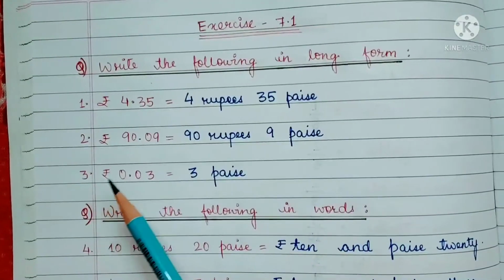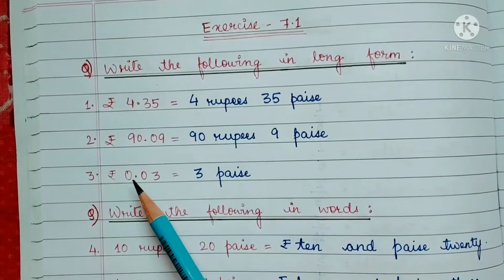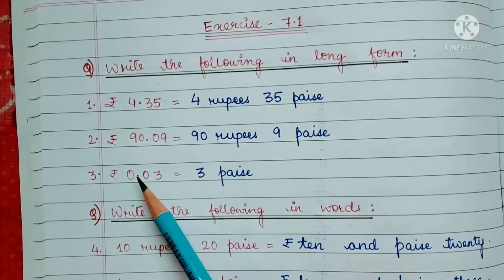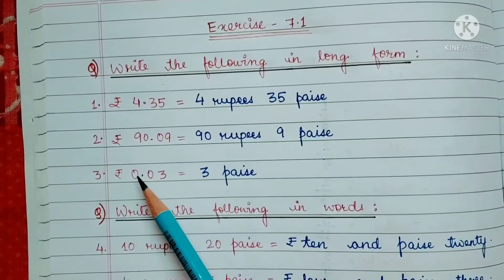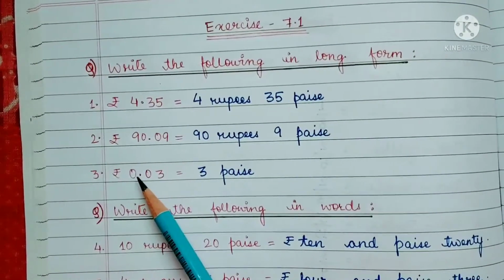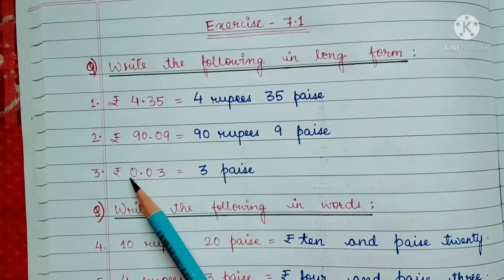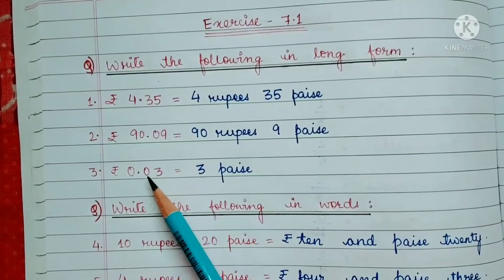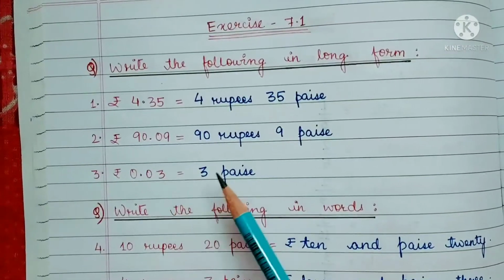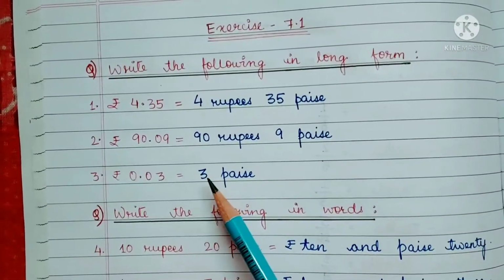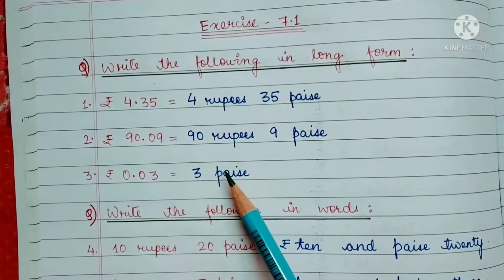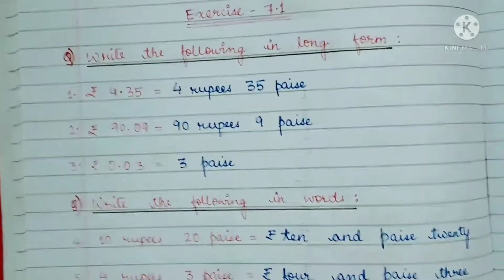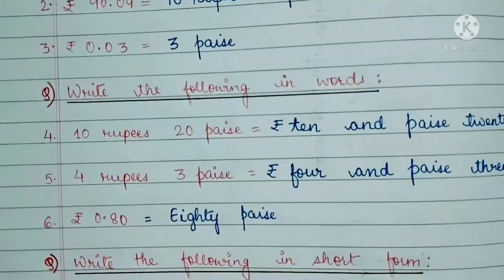Third one, rupees 0.03. So here children, what is there to the left of this point? 0. The left of the point is rupees. So there are 0 rupees and 3 paise. 03 means 3 paise. So there are no rupees. So simply we'll write 3 paise as the long form for this. Now let's move on to the next type of question.